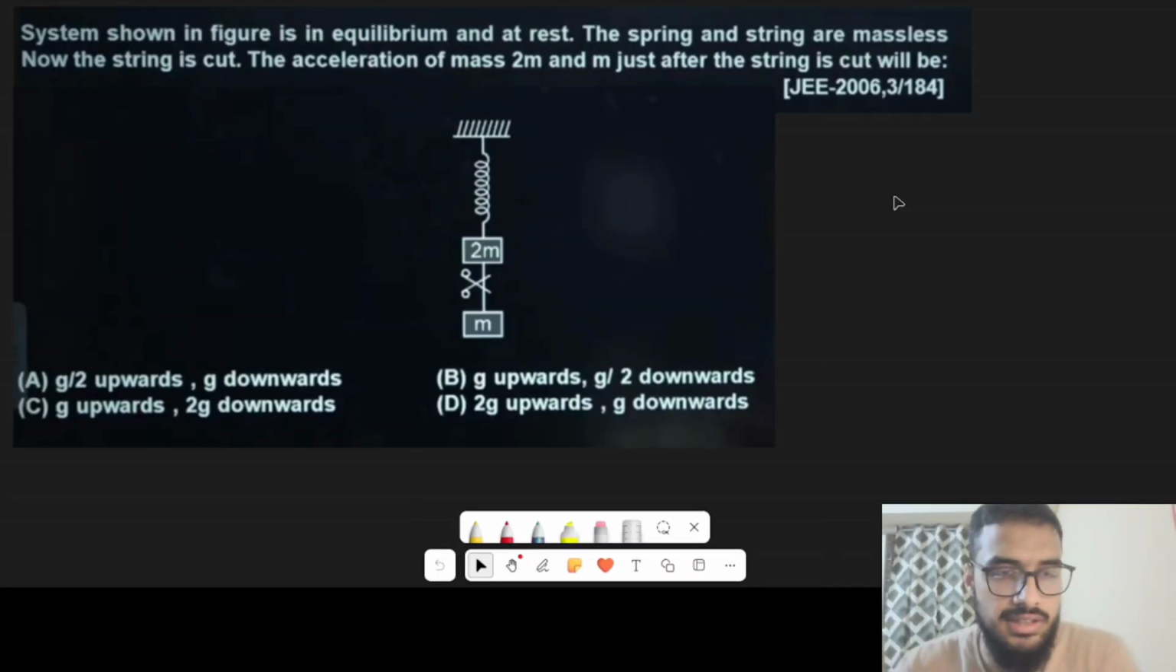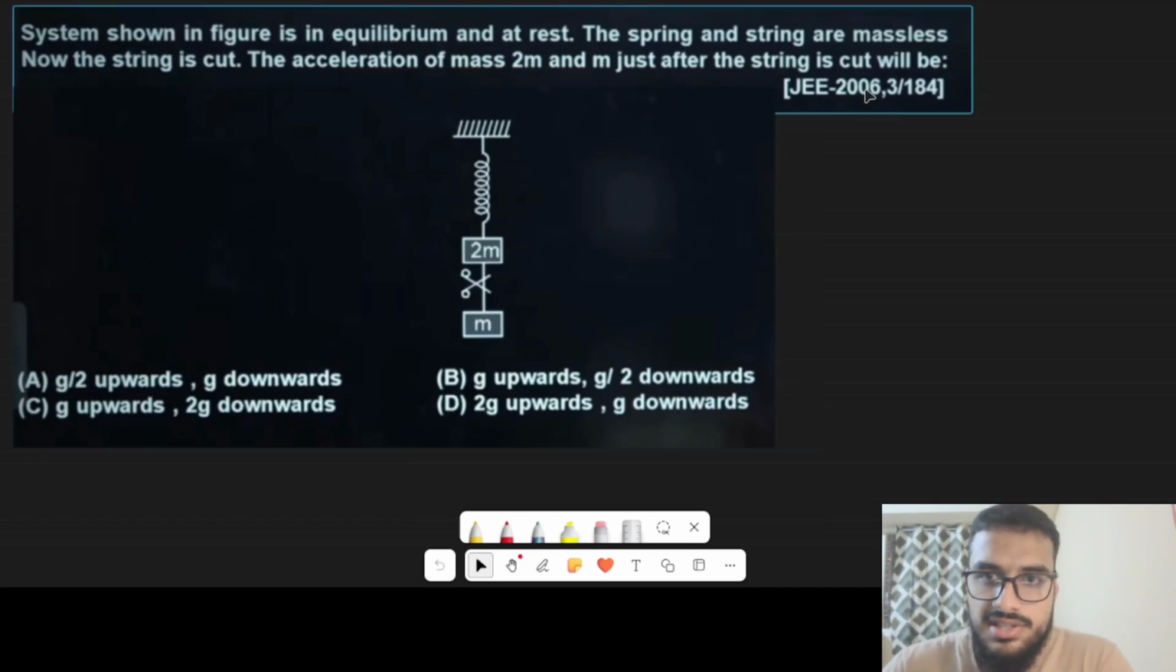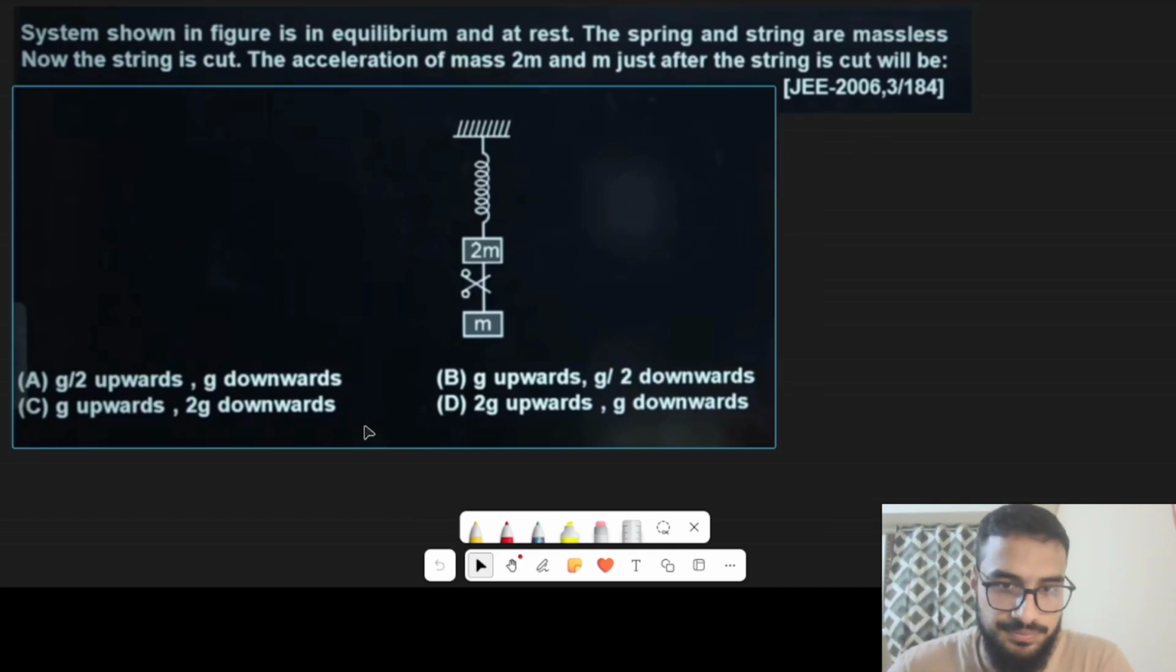So hello everyone, this is the most expected archive series and this is one more question from the then IITJEE, and it is from Newton's laws of motion again. Let's see this problem. The system is shown in the figure and it is in equilibrium. The spring and the string are massless, so the ideal case is taken. Now the string is cut, the acceleration of mass 2m and m just after the string is cut will be.